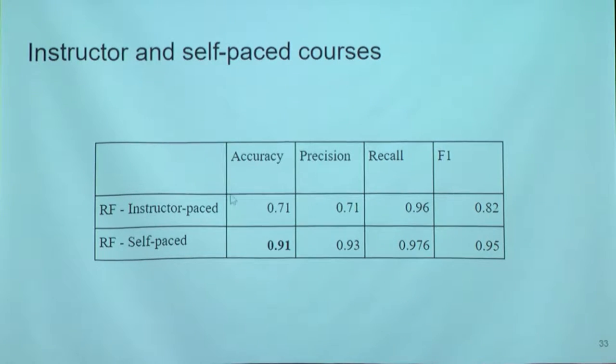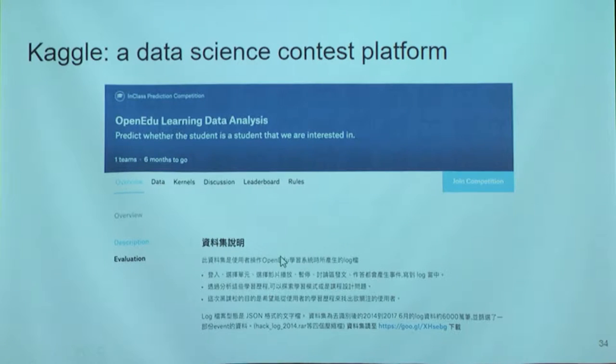And if we separate the courses into instructor-paced or self-paced, the accuracy is different. For the self-paced courses, the accuracy is up to 91%. So that's something about the research on the data.